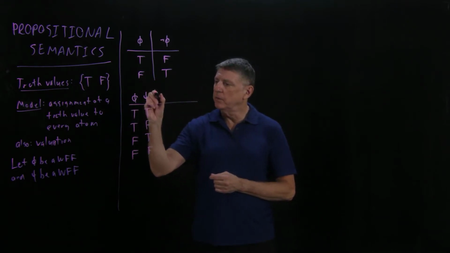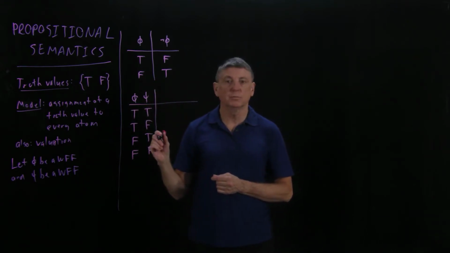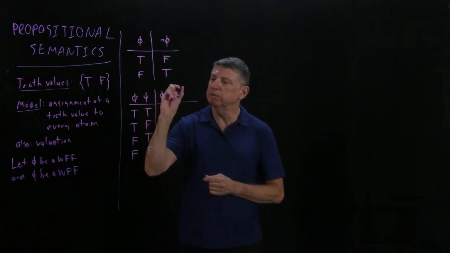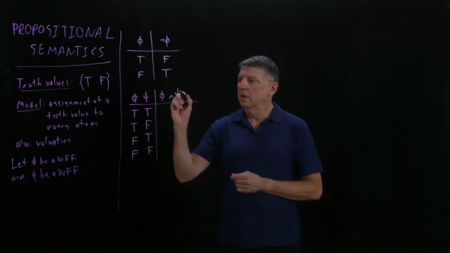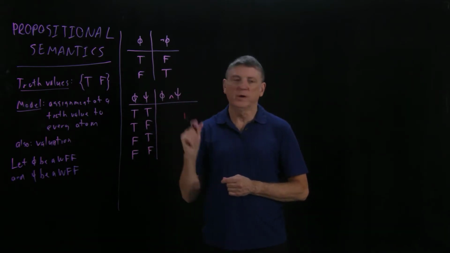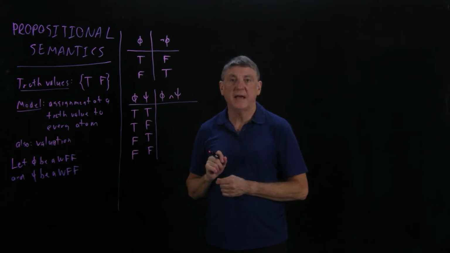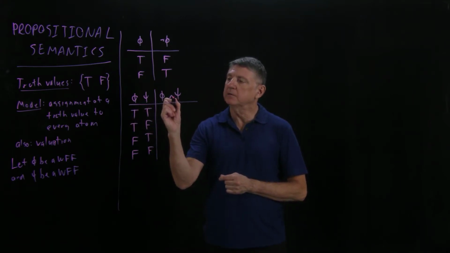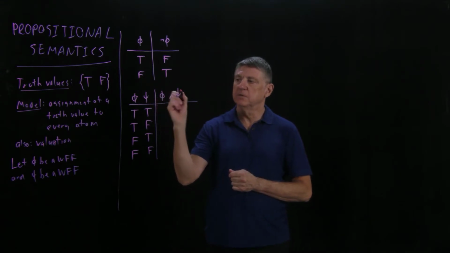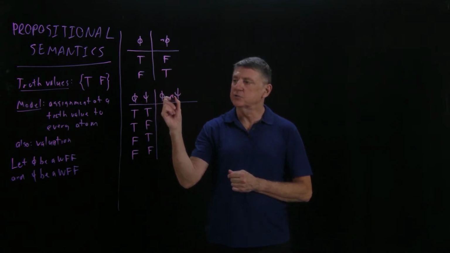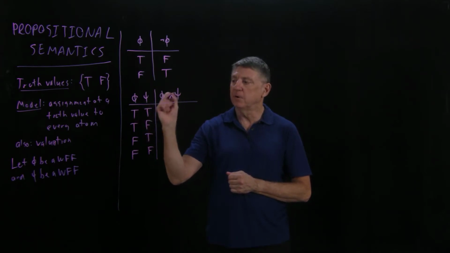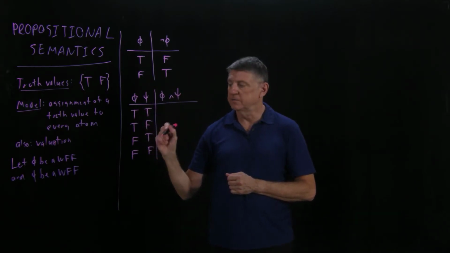And now we can define the semantics or the meaning of conjunction. And this is phi conjoined with psi. If we think of this operator in terms of the English word and, a compound sentence of two formulas is true only if both of these are true, and it will be false if either one of them is false.